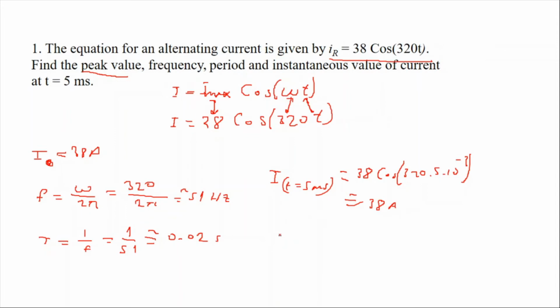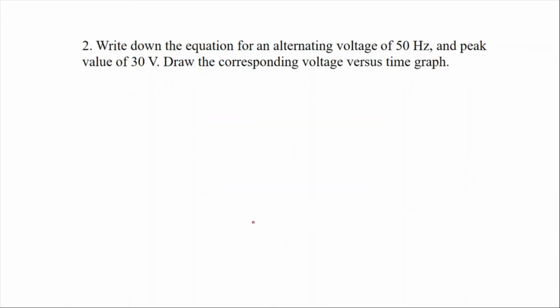Okay, let's go to the next question. Write down the equation for an alternating current voltage of 50 hertz and peak value of 30 volts, and also draw the corresponding voltage versus time graph. And we know that the change of voltage with the time will be V is equal to V max, or let's write V0 cosine ωt.